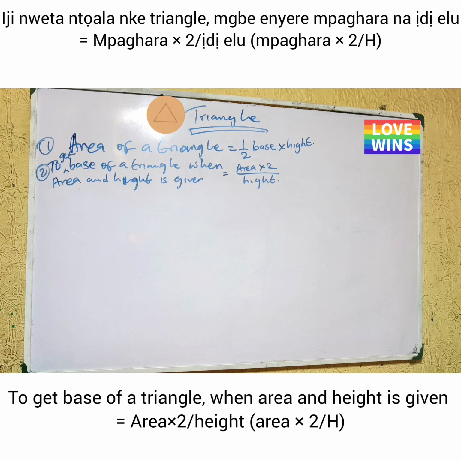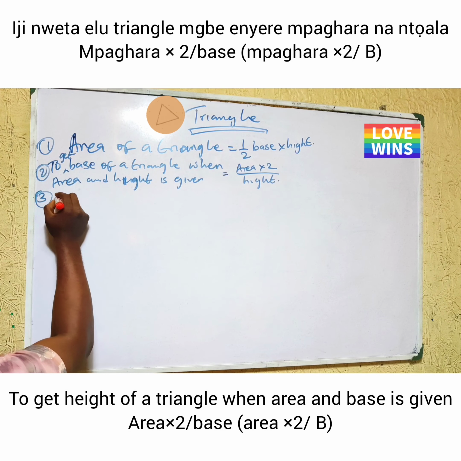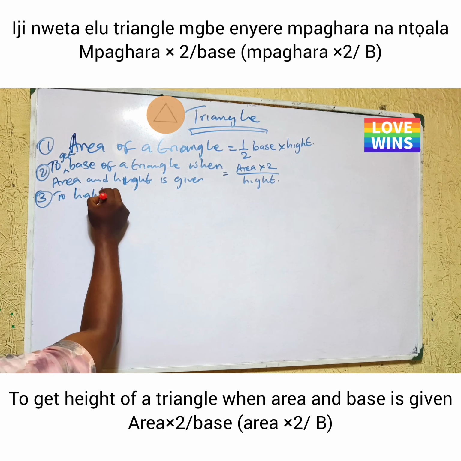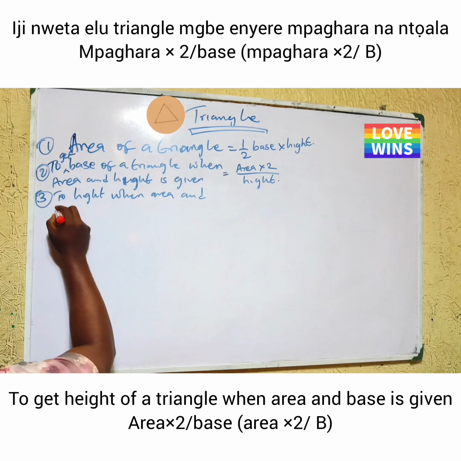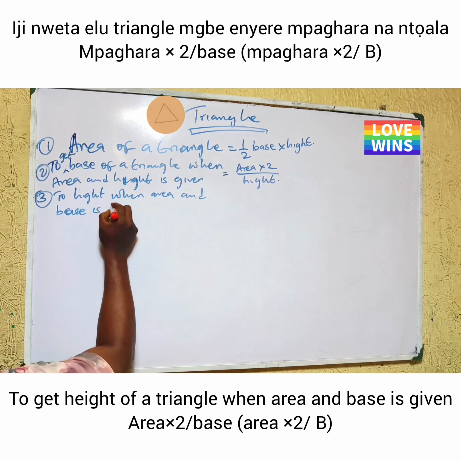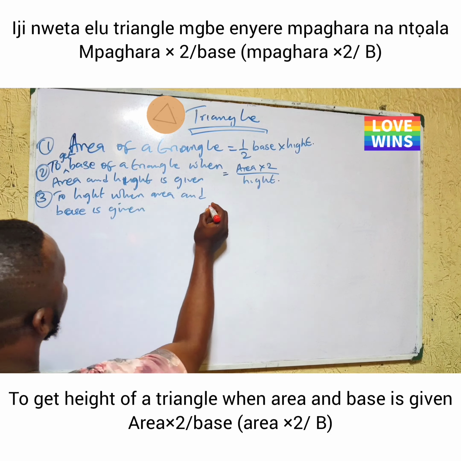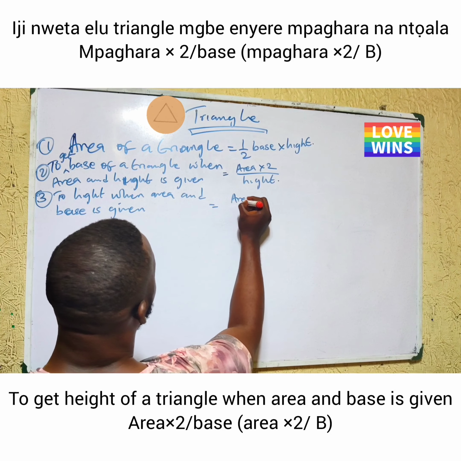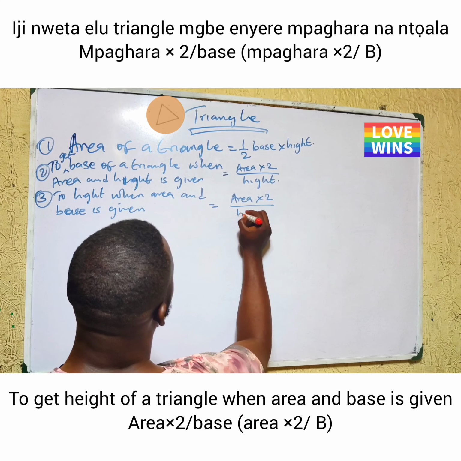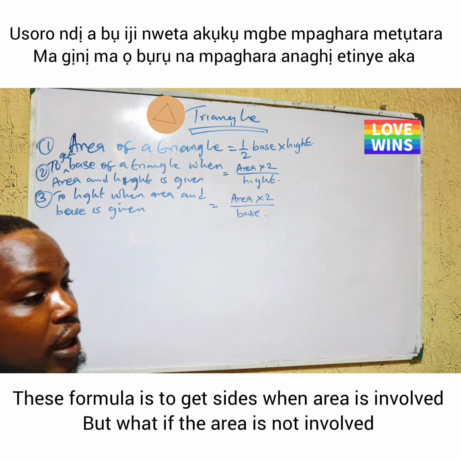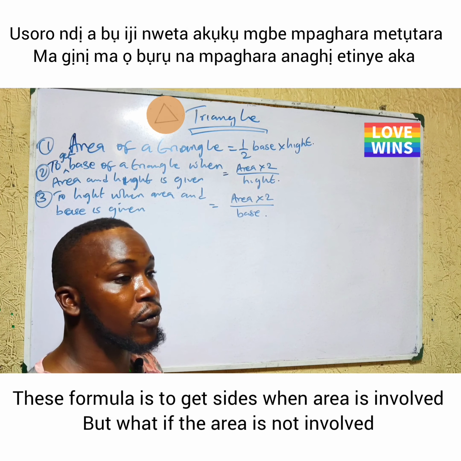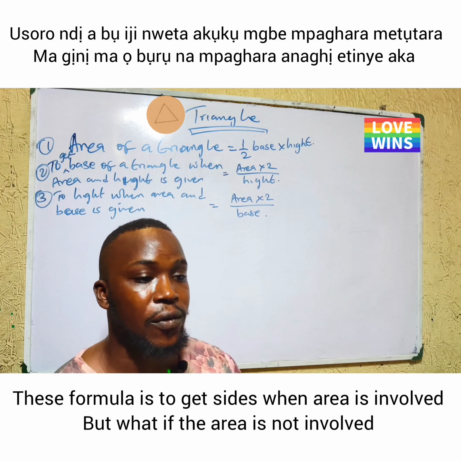Now let's go to the third. Number 3, to get height when area and base are given is equal to area times 2 all over base. Now this is to get the whole size when area is involved. But what if the area is not involved?